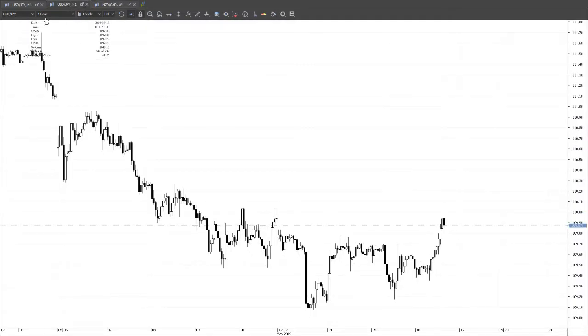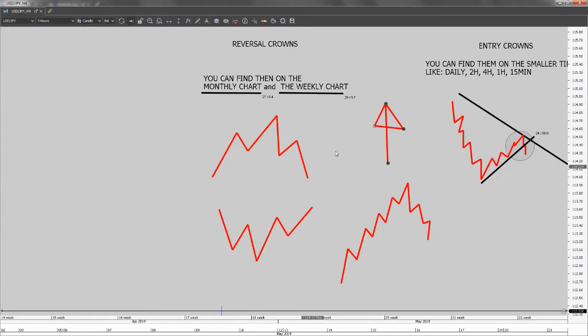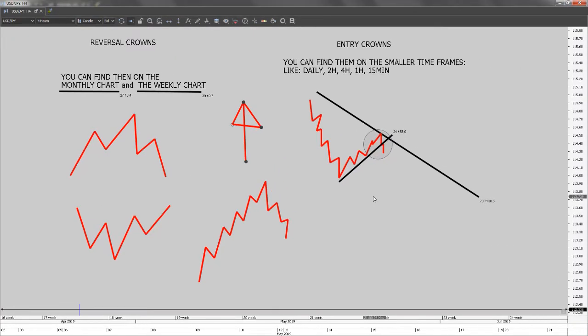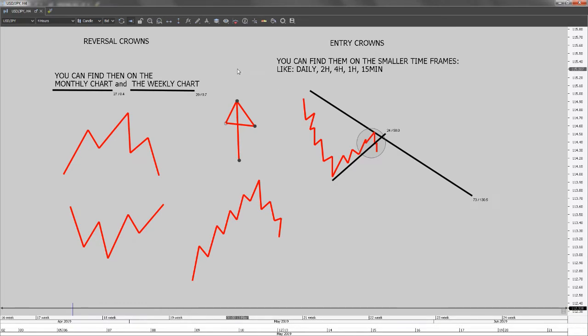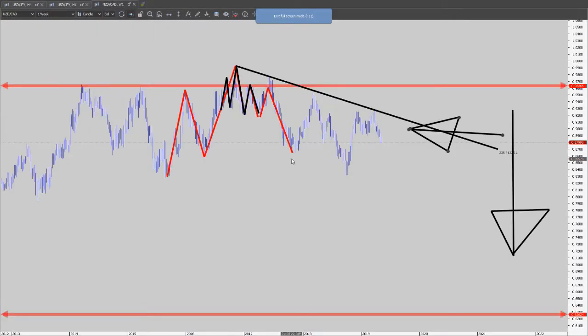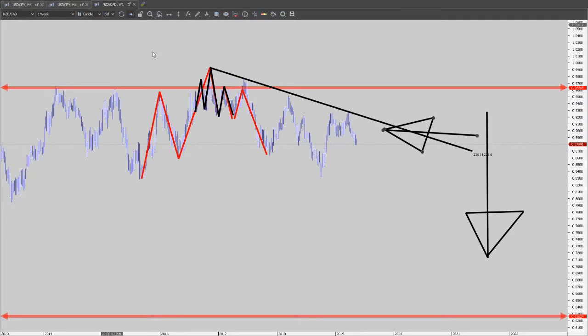Now, one more thing for you to understand. We have talked about the confirmation time frame and we're talking about the trading time frame. So if this is NZD-CAD, let's go on the daily chart.